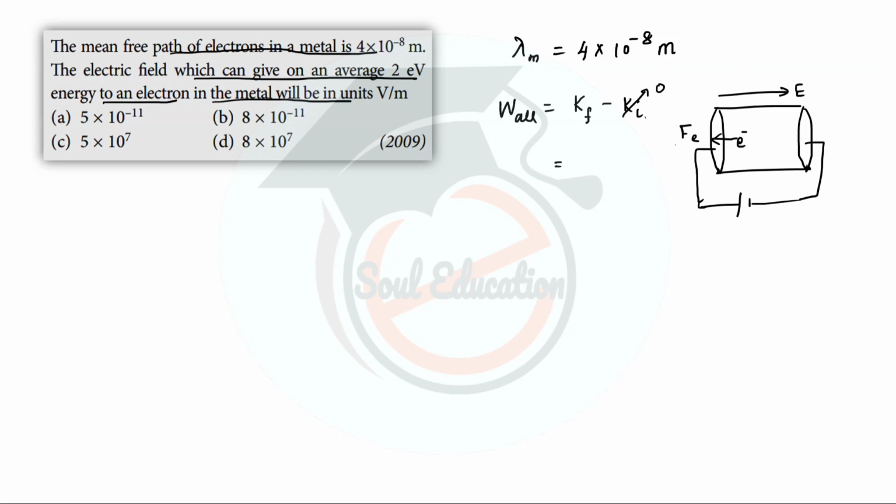That is the energy attained by the electron, 2 electron volt. This much energy is attained by the electron due to the external source. Okay, so now what is the work done by all the forces? Only one force is involved, that is the electric force. So what is the electric force formula?